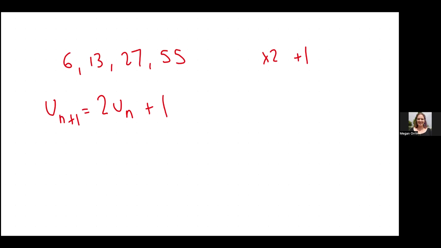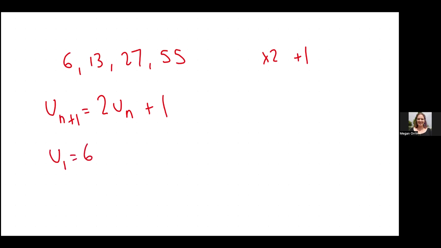There's also a couple of pieces of information you would need to give in this case. If I did not give you this sequence and I gave you this as a rule, would you be able to write the sequence out? Why not? Right, where do you start? So you must also say that the first term is 6.